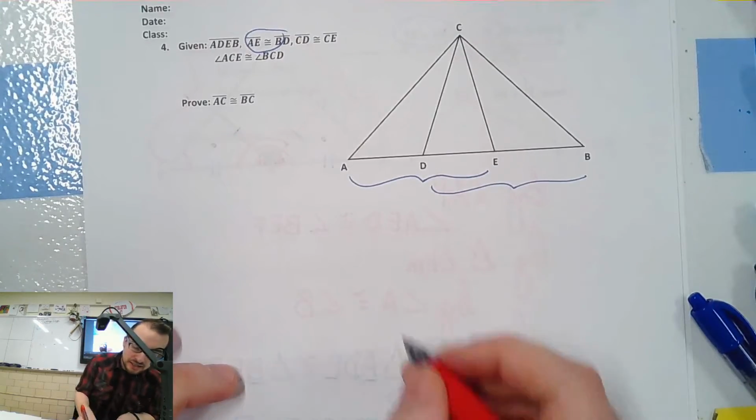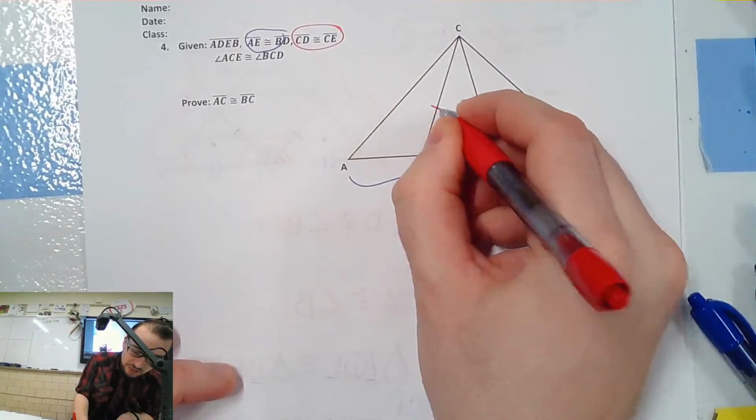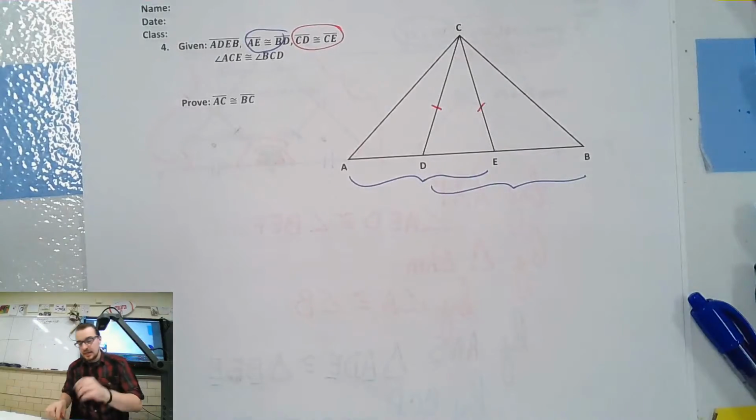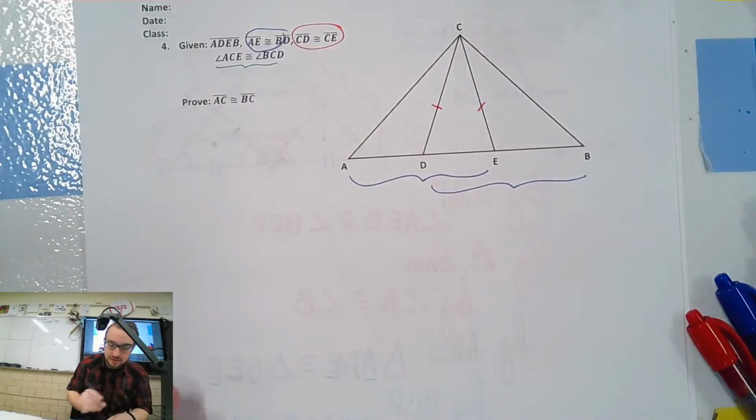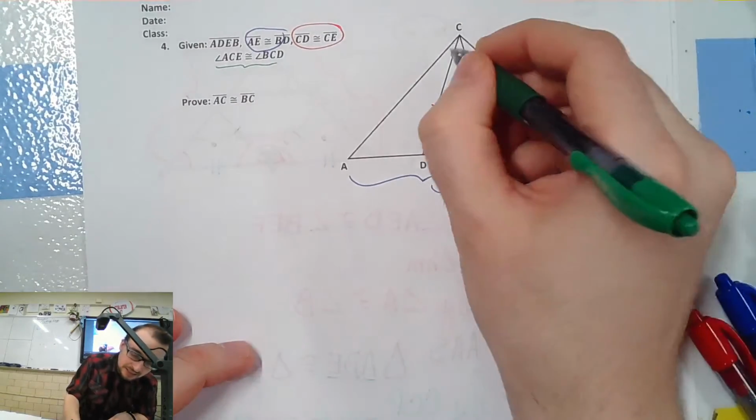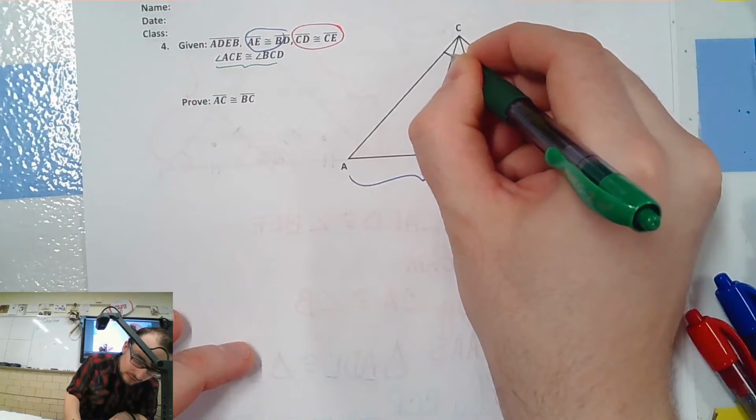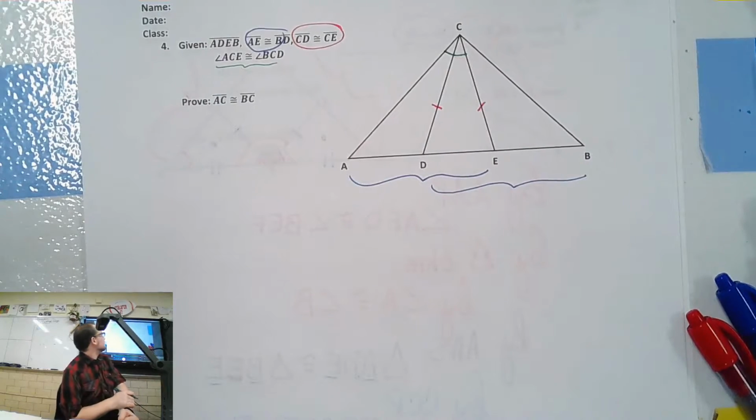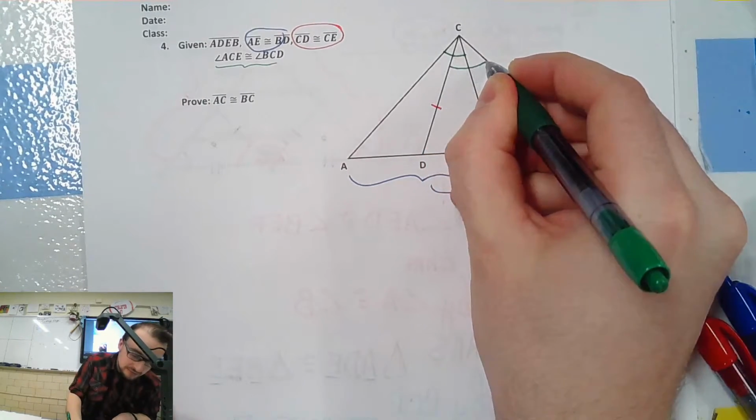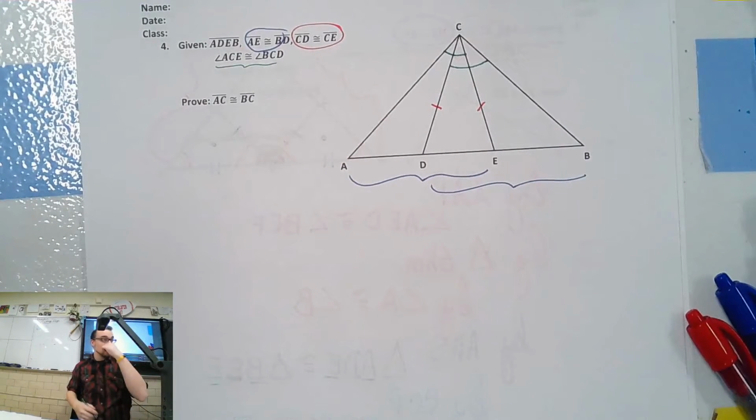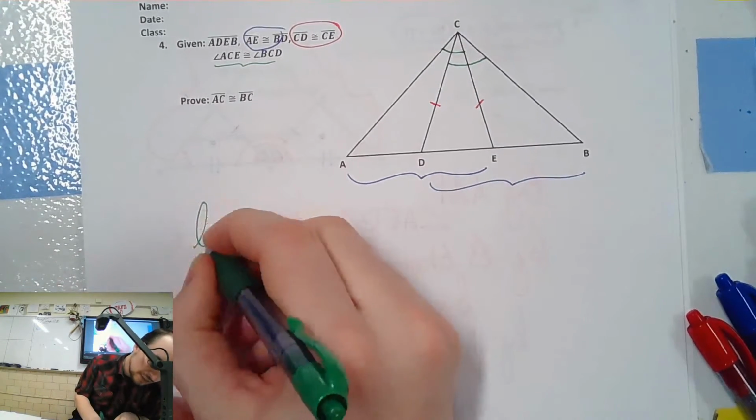CD and CE are congruent, so that's these two segments here and here. And then they also give us that angle ACE and BCE are the same. So ACE is this angle right here, and then BCE is the mirror of that. We got overlapping angles too, so what are we going to use? Angle addition postulate, right? So let's do that first.